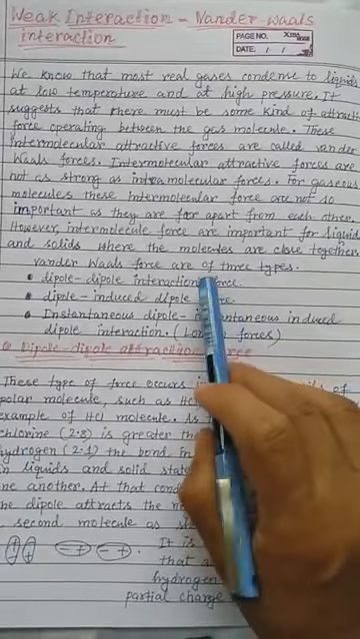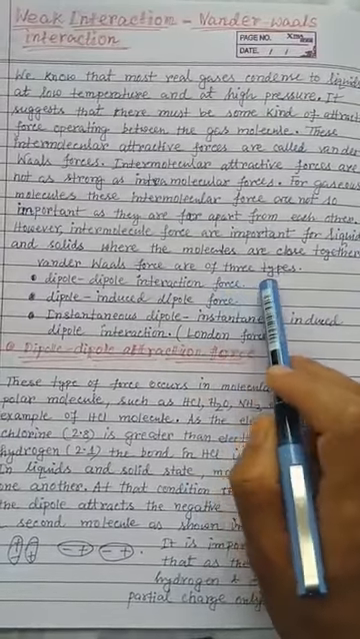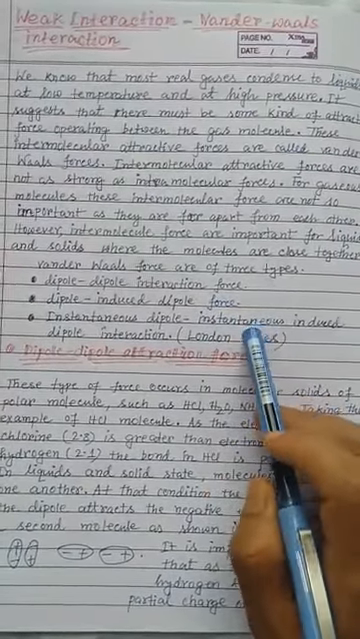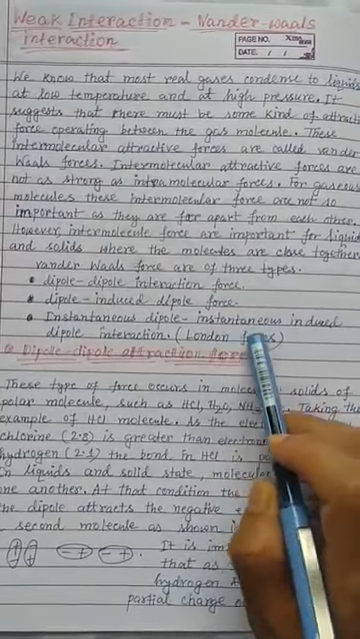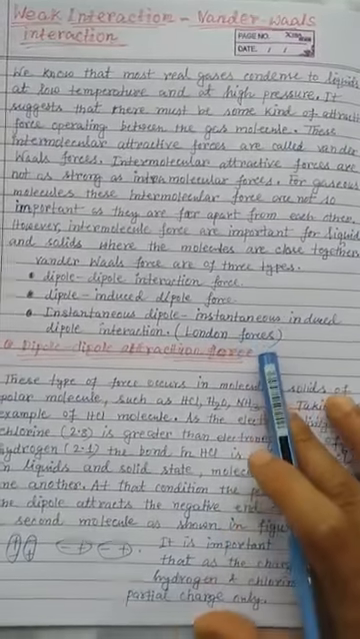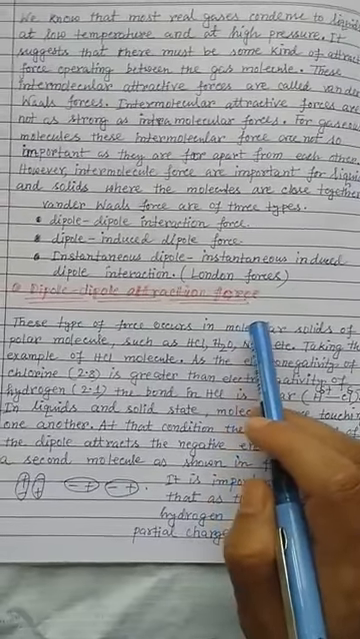Van der Waals forces are basically of three types. The first is dipole-dipole interaction forces, the second is dipole-induced dipole interaction forces, and the third is instantaneous dipole interaction forces, which are commonly known as London forces. One by one, we will discuss these. First, we would like to discuss dipole-dipole attraction forces.